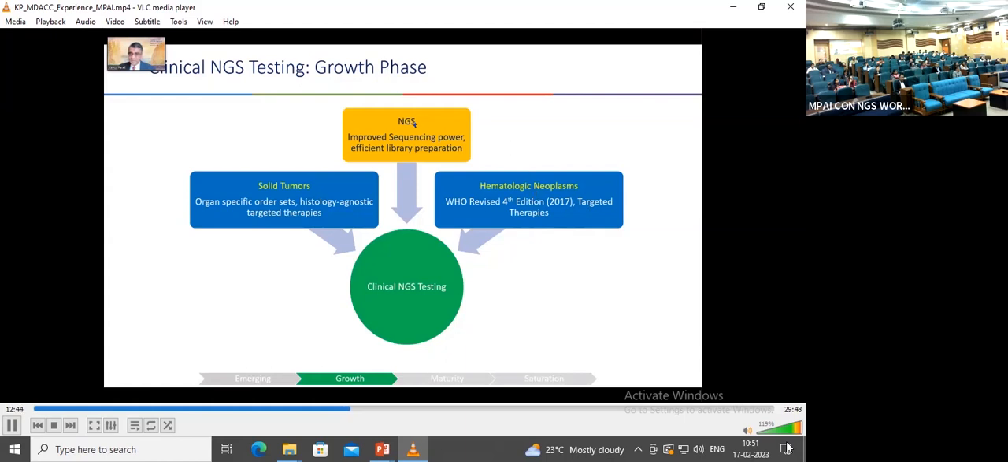And during this growth phase, I would say 2015 onwards, so the second 5-year block, we were seeing also on the NGS side, improved sequencing power. We were able to make the libraries more efficiently. So overall, the processes were much more robust, and we were able to accommodate this growth in demand, both in content as well as in the application during this phase.